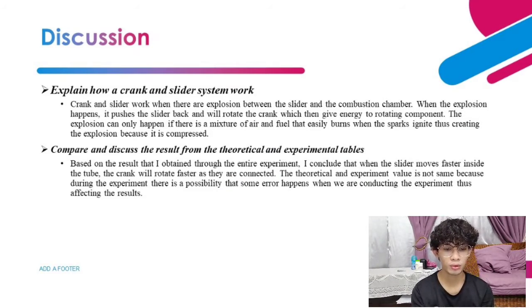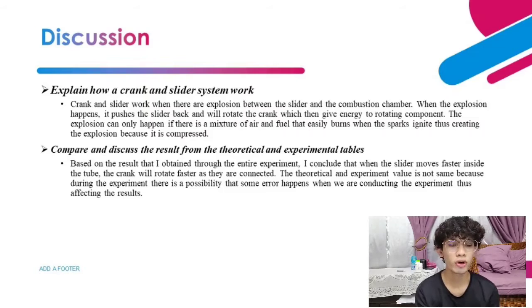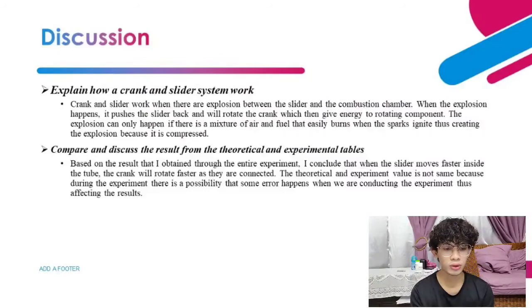Discussion 1. Explain how a crank and slider system works. A crank and slider works when there is an explosion between the slider and the combustion chamber. When the explosion happens, it pushes the slider back and rotates the crank, which then gives energy to rotate the component. The explosion can only happen if there is a mixture of air and fuel that easily burns when the spark ignites, thus creating the explosion because it is compressed.